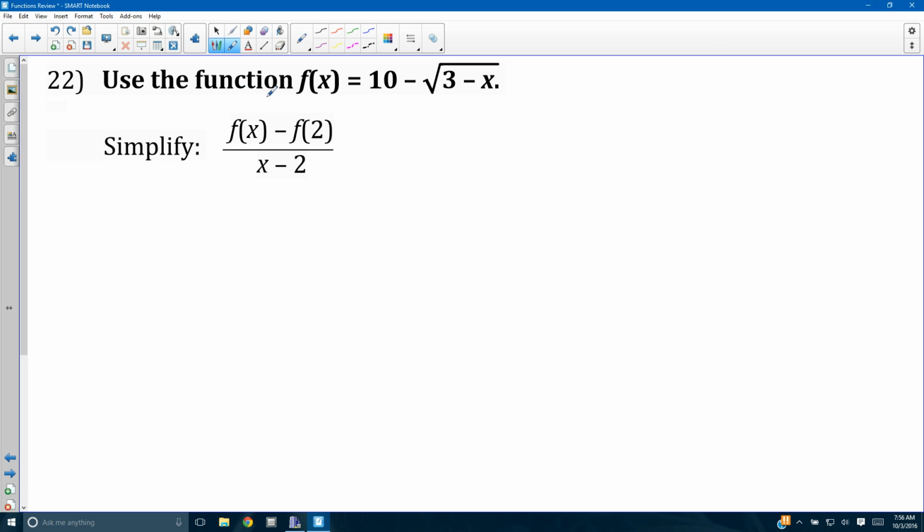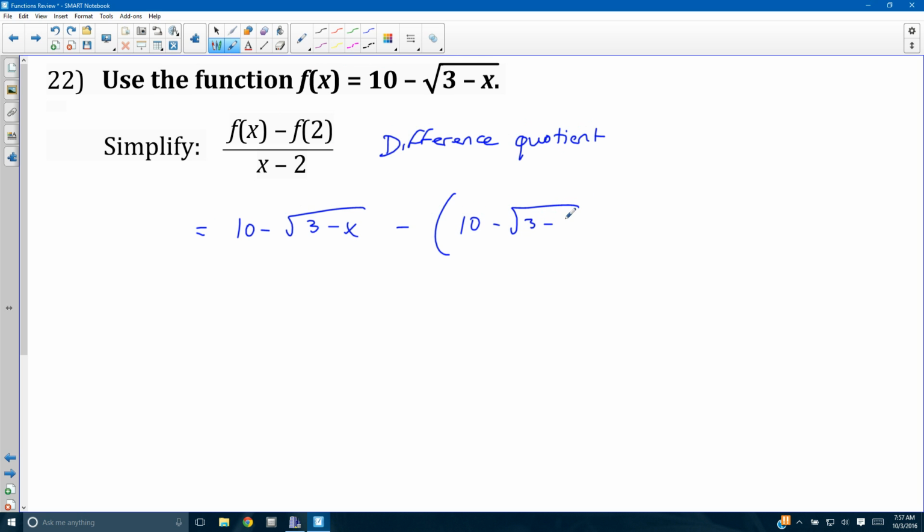Okay, number 22, use the function f of x equals 10 minus the square root of 3 minus x to simplify the following. This is called a difference quotient here. Besides the term itself, you're still just evaluating this at a certain place where you fill in this f of x here, and then you subtract f of 2. This is 10 minus the square root of 3 minus 2 right there, all over x minus 2.